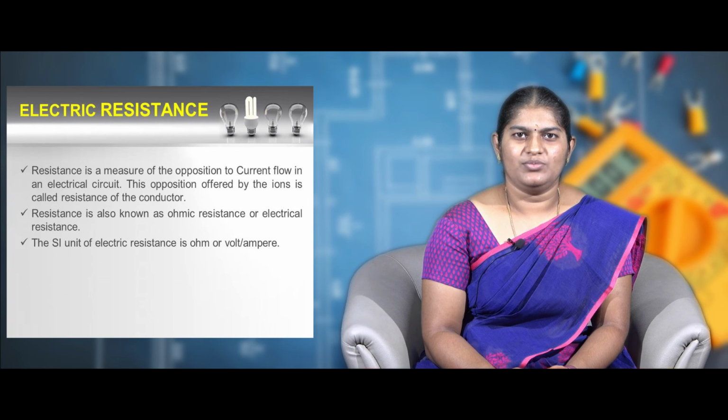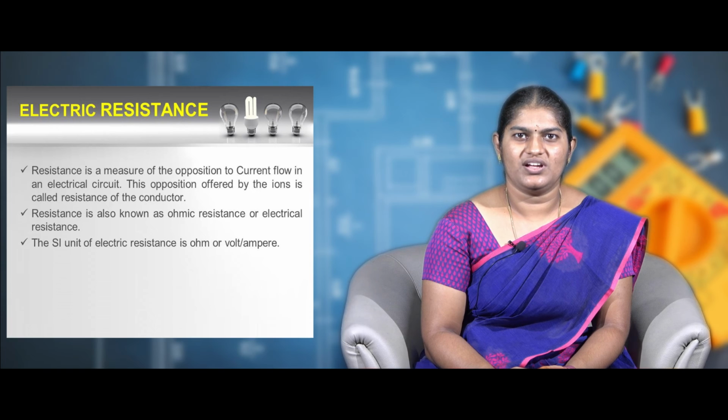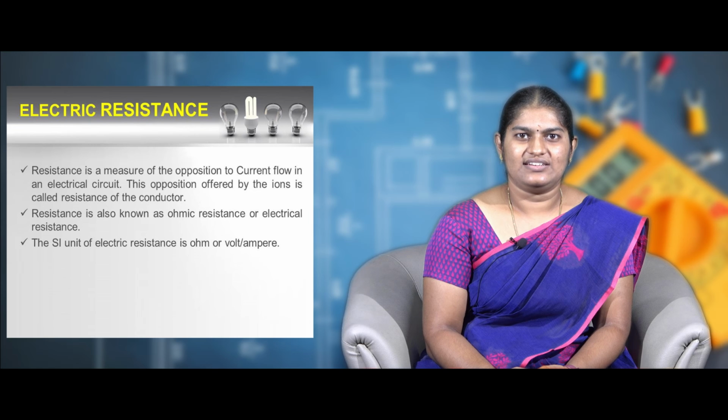Next we are going to discuss electric resistance. Resistance is a measure of opposition to a current flow in an electric circuit. The opposition offered by a conductor is called the resistance of the conductor. This resistance is also known as ohmic resistor or electric resistor. The SI unit of resistor is ohm or volt per ampere.